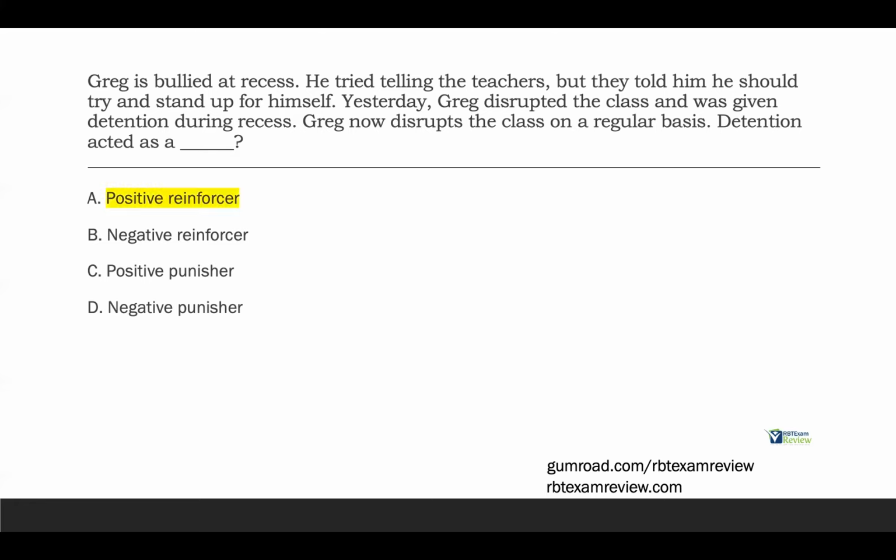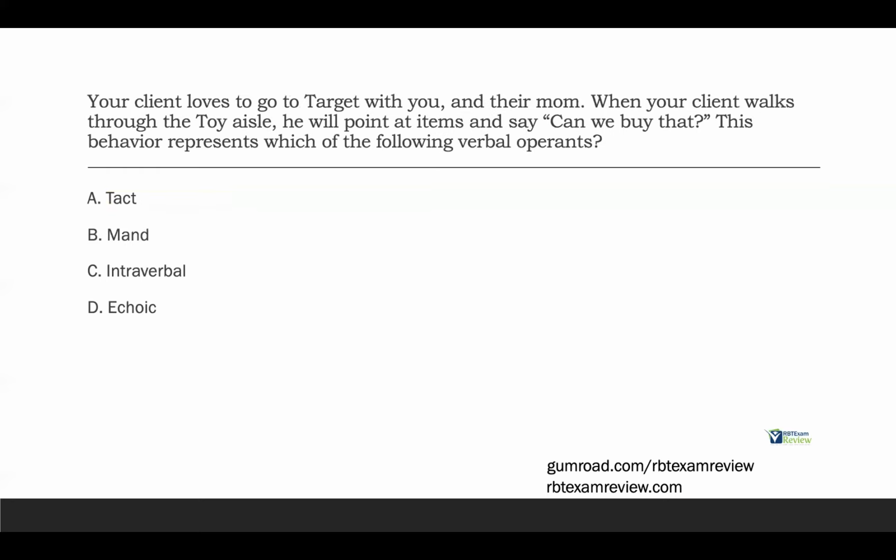Positive reinforcer. Okay. Don't get caught in the trap of looking at detention or timeout and thinking, oh, it has to be a punisher. Okay. It all depends on what the consequence does to the behavior. In this case, detention simply increased Greg's behavior. Greg will now get out of recess by disrupting the class. Therefore, detention is a positive reinforcer.